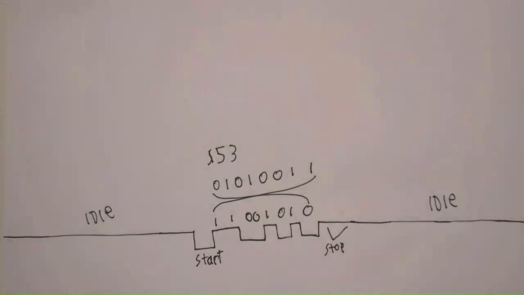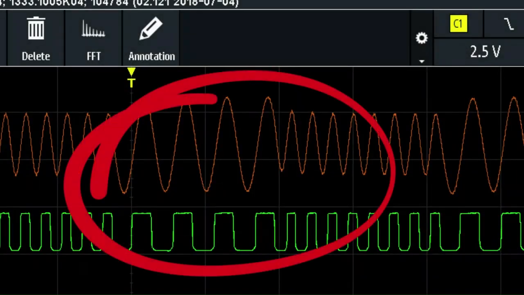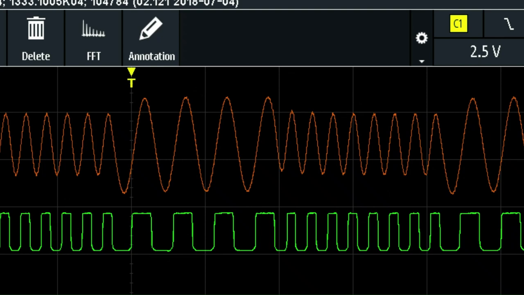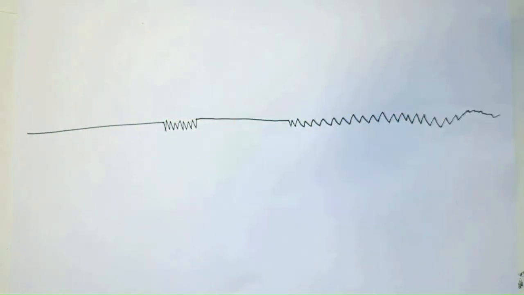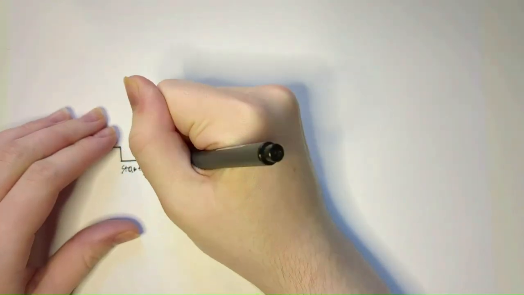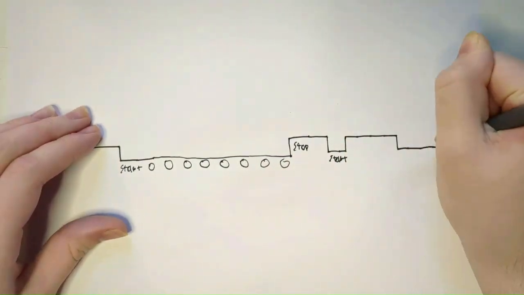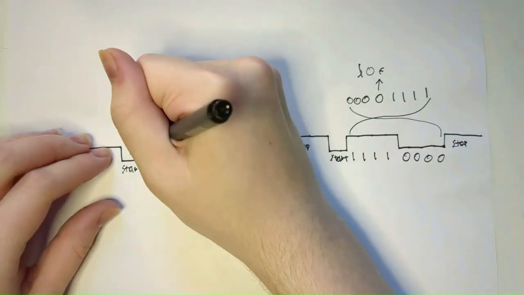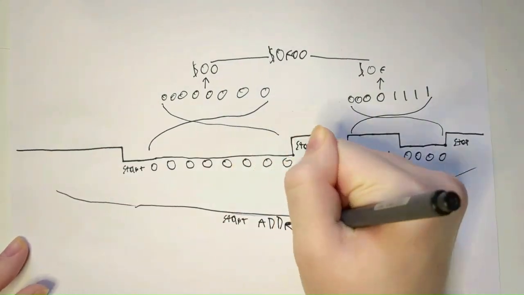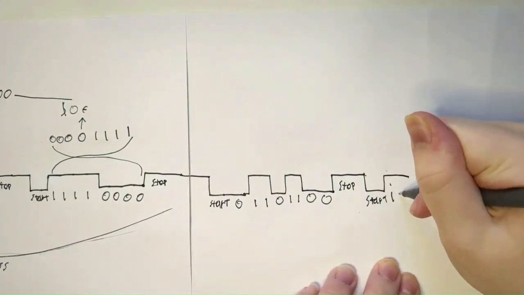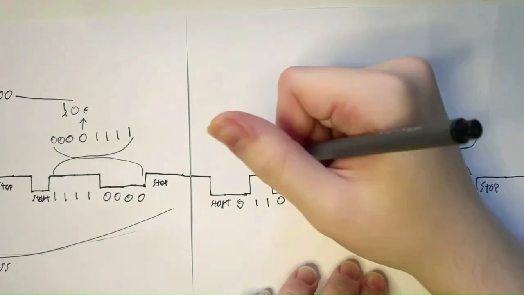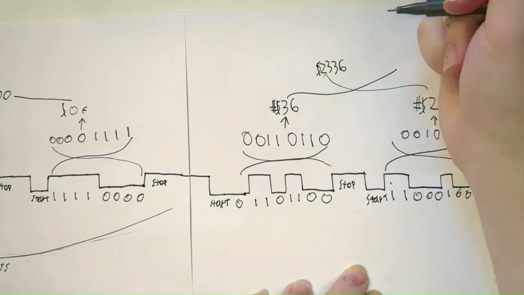Remember, this data is represented with these high frequencies, because a cassette tape is only designed to store music and sound. Now, things are stored on tape with a header and data. Here's what the header looks like. It has a 16-bit load address, which is where the file is located in memory, and the end address, which is the location of the end of the file. For example, this is 0x00 and 2336. Okay, so that's how the idea of that works.